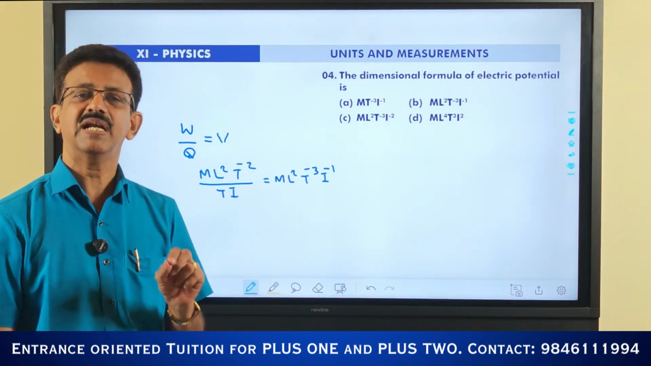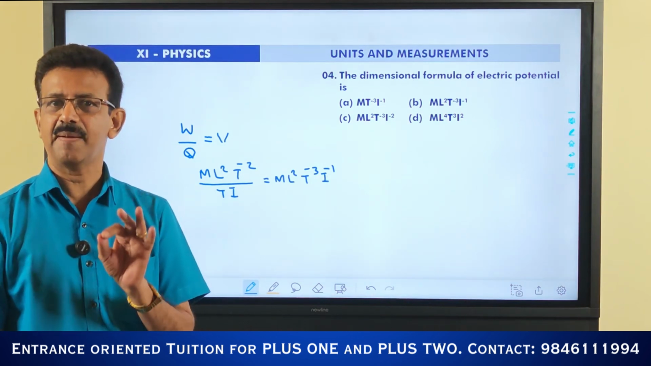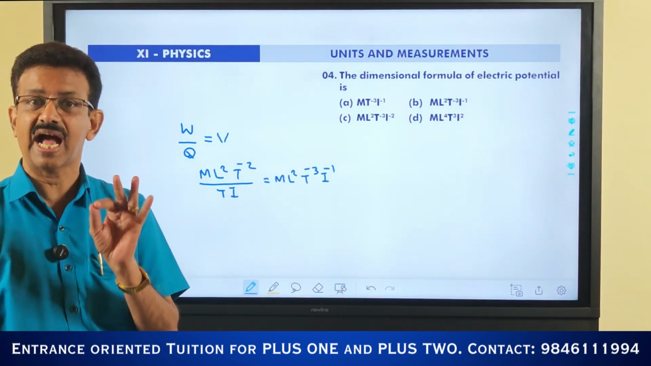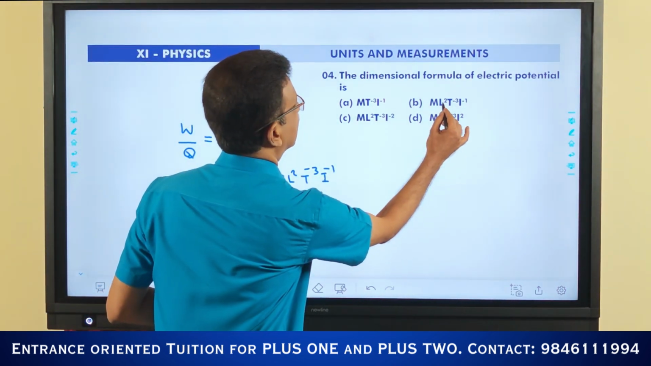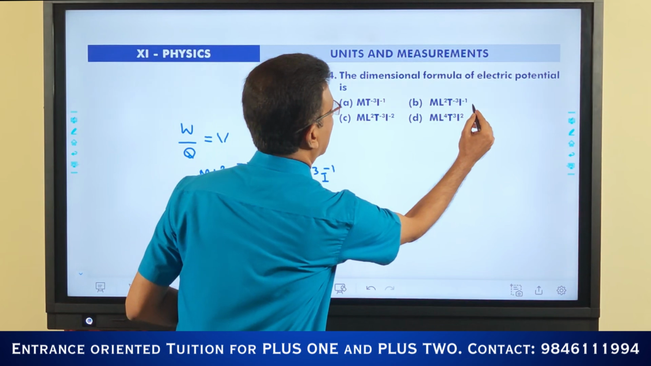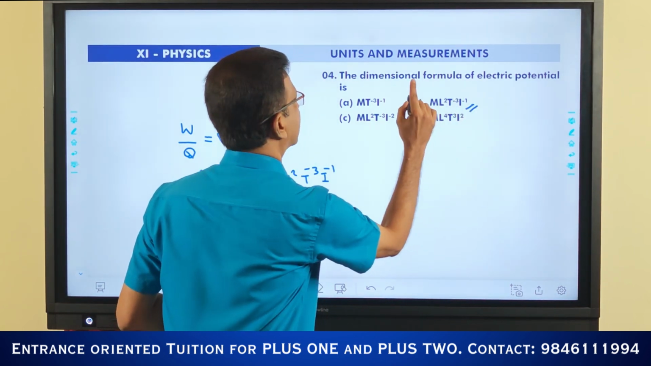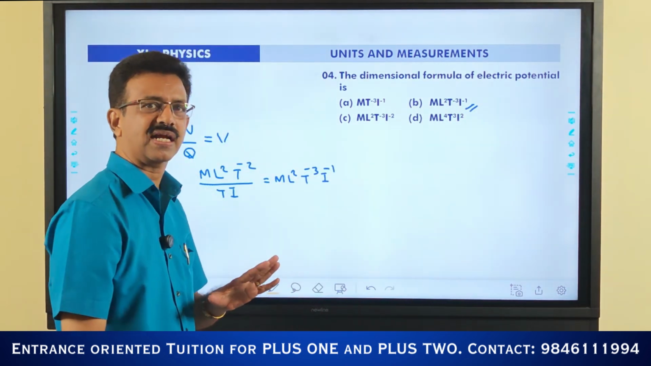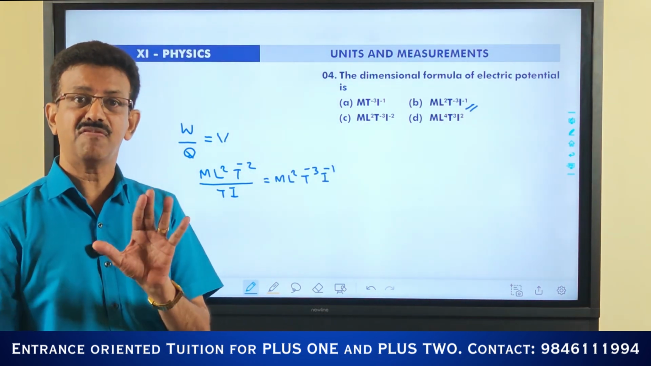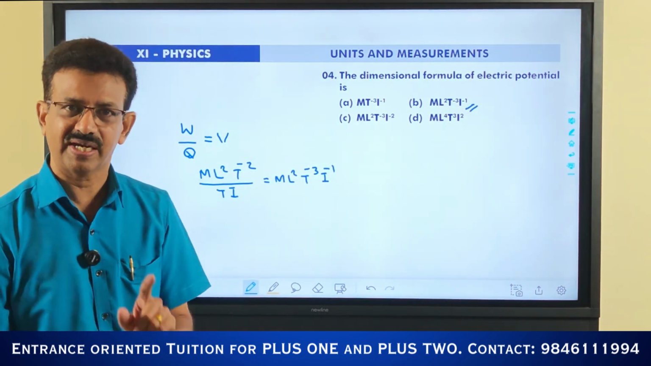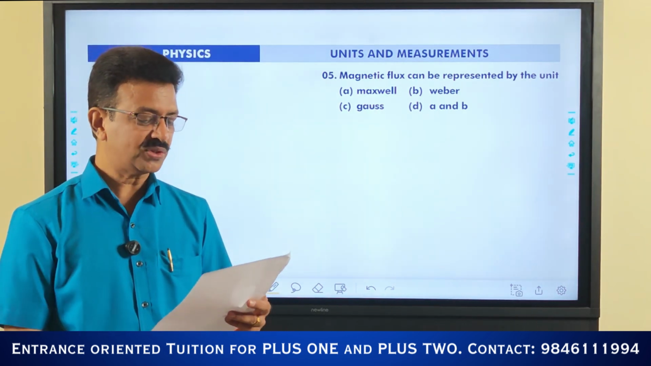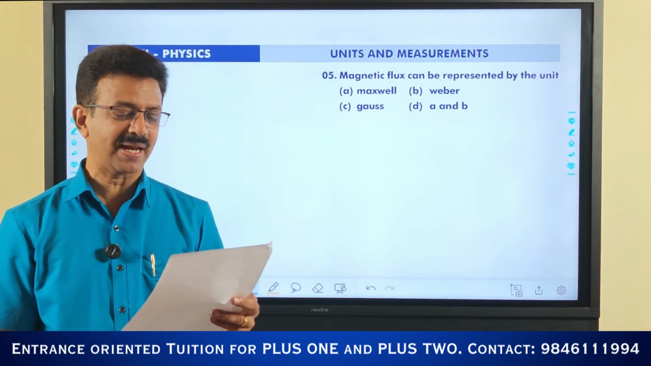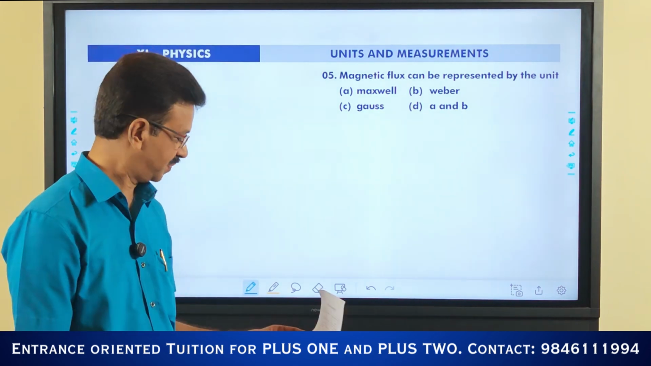Here, the dimensional formula of electric potential is M L square T raised to minus 3 I raised to minus 1. That is here. M L square T raised to minus 3 I raised to minus 1. That is, B choice is the correct answer for the dimensional formula of electric potential. Okay. Now we are going to the next question. The question is magnetic flux can be represented by the unit.